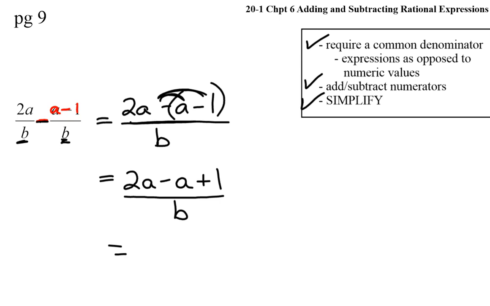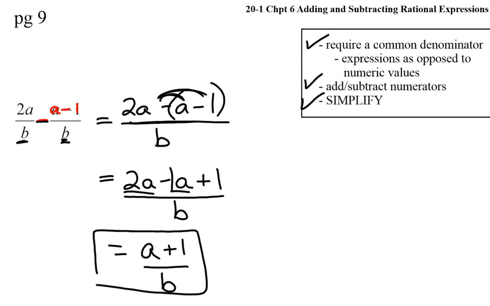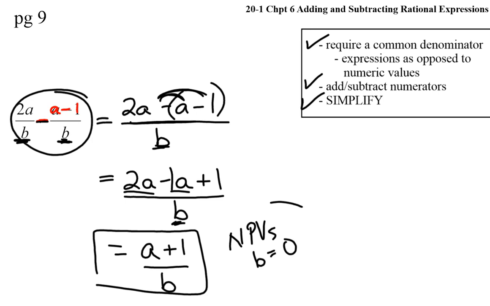Our first simplification, 2a subtract a, or a 1a if it helps, leaves us with a. We still have plus 1 over b. Is there anything we can do with a plus 1 over b? There isn't. No simplifying further. There's our answer. 2a over b subtract a minus 1 over b is the same as a plus 1 over b, as long as our NPVs, b is the only variable we need to work with because it's the only variable in the denominator, and b can't equal 0. So the non-permissible value is b equal to 0. It's not allowed.